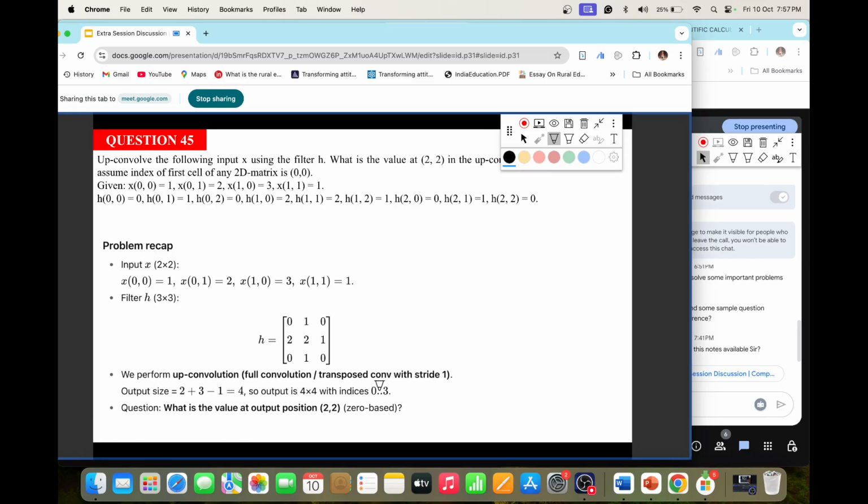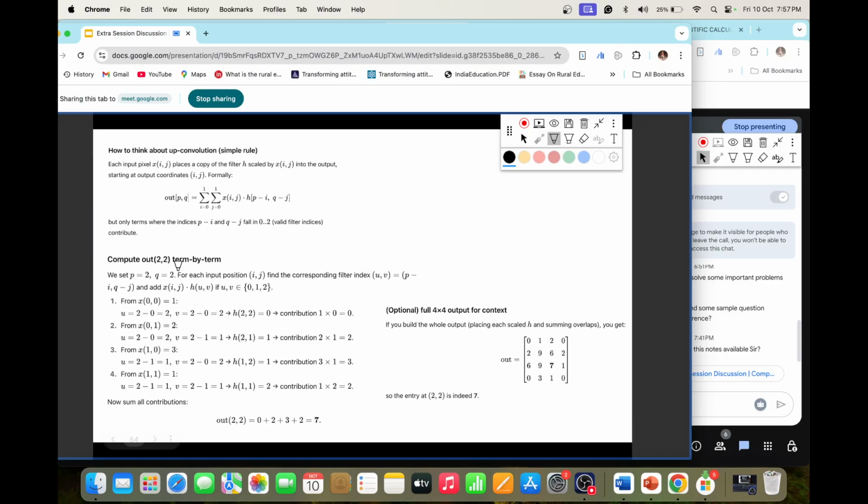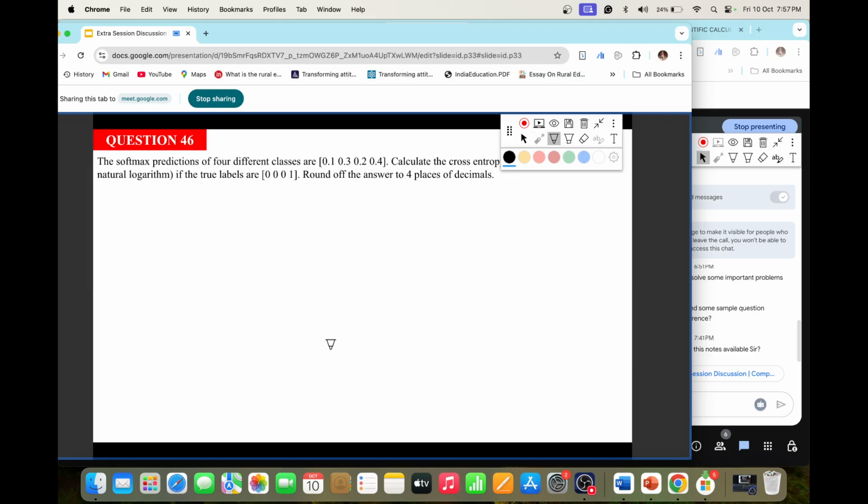Question number 45 is related to up convolution. Up convolution is very easy. Keep this formula in mind: you have to find out what the x_ij is and what the h_(p-i, q-j) is. Just refer to my previous class, where I have discussed everything in detail, that is class 12.